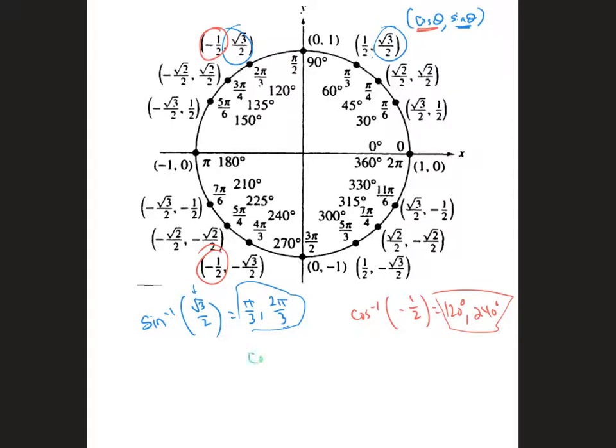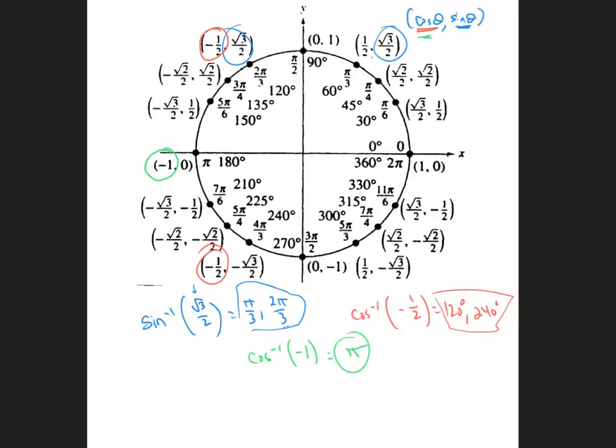Let's do the inverse cosine of negative 1. So again, cosine is the x value. So I want to find the point or points on the graph that have an x value of negative 1. And the only one that happens here is this one. So if I would have been looking in radians, I would have answered pi. If I'd been looking in degrees, I would have answered 180 degrees.